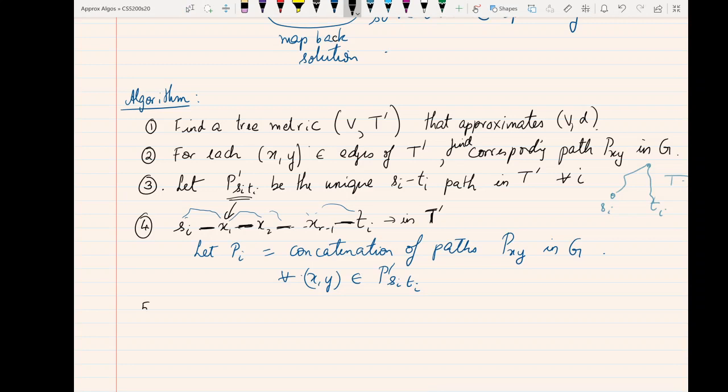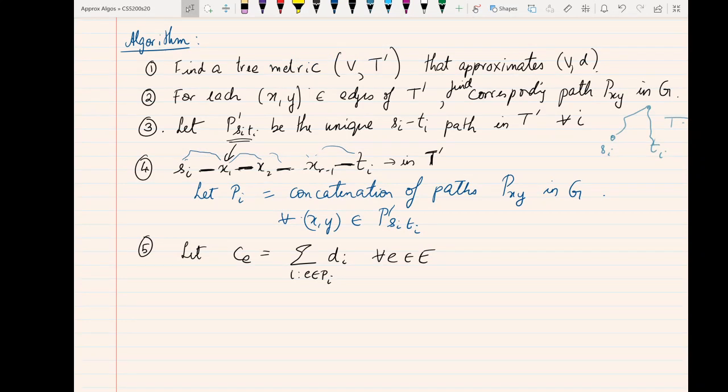And finally, how much do we purchase on each edge in the original graph? The capacity purchased is just going to be the sum of all demands that use that particular edge. So this is a very natural algorithm. You just look at the paths in the tree T prime, and every edge there corresponds to a path in the original graph, possibly. So you use that path, and then you concatenate all of this.